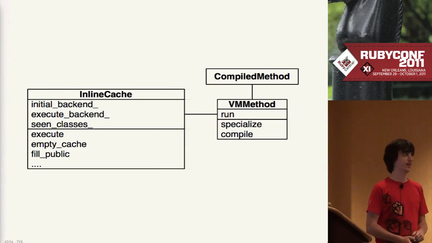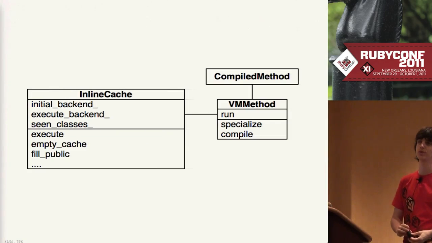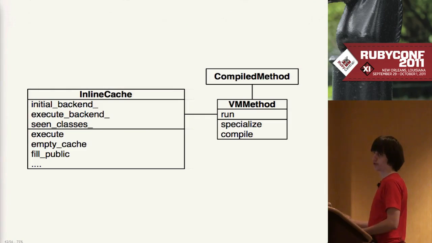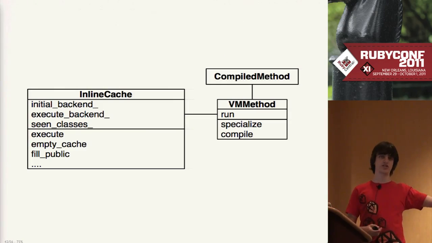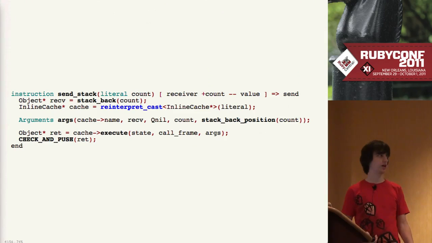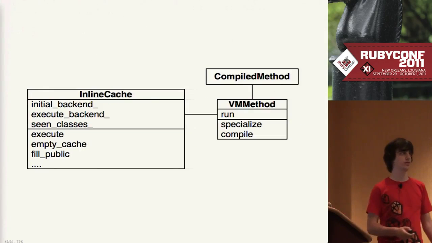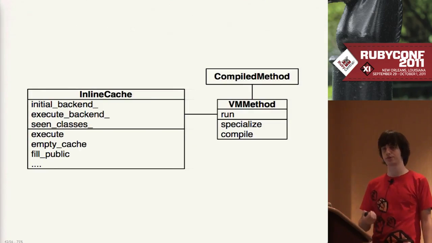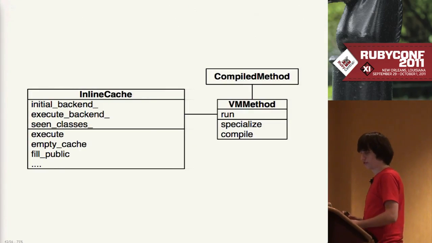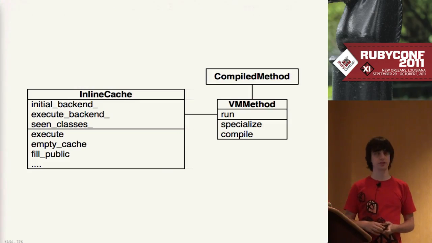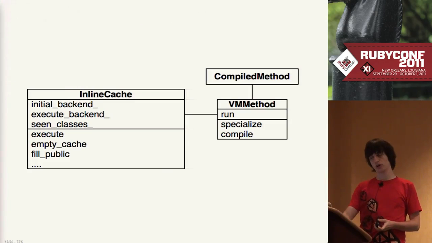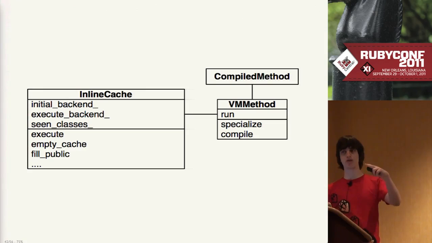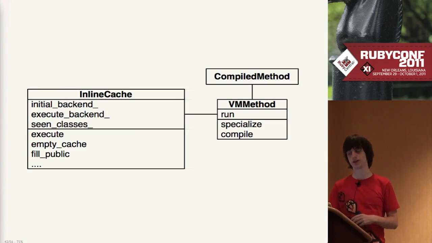The inline cache actually has a reference to something called the VM method. And the compiled method also has this reference. So, for instance, the inline cache in this example would be referencing the VM method of 2s. Now, the fun thing is that the inline cache can actually, during its lifetime, change what method it is referring to, or basically anything.